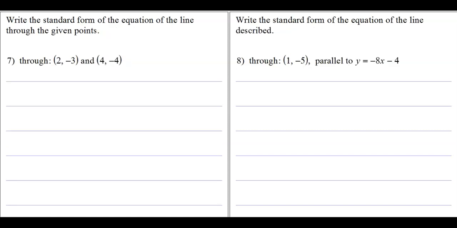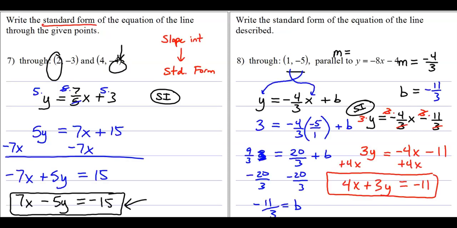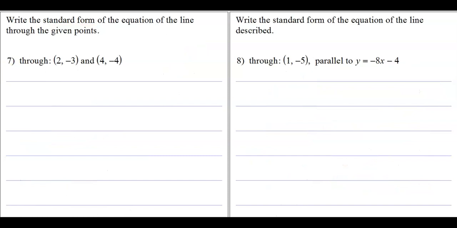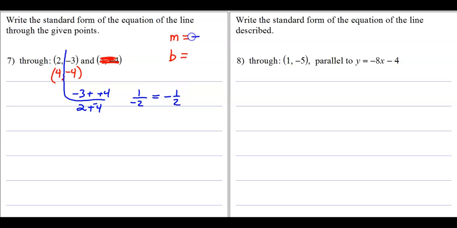Number 7 and 8, -7, we have to go through 2 points. The issue here is I don't know my m and I don't know my b. So I'm going to use a slope slide to get my m. I'm going to rewrite this 4, -4 right over here and slope slide it out. So -3 minus -4, and then 2 take away 4. That gives me plus a positive, that's 1, plus a negative, that's -2. So it looks like -1/2 is my m.